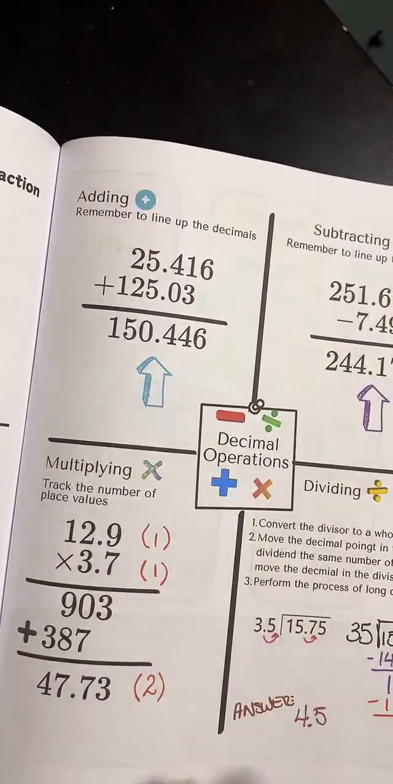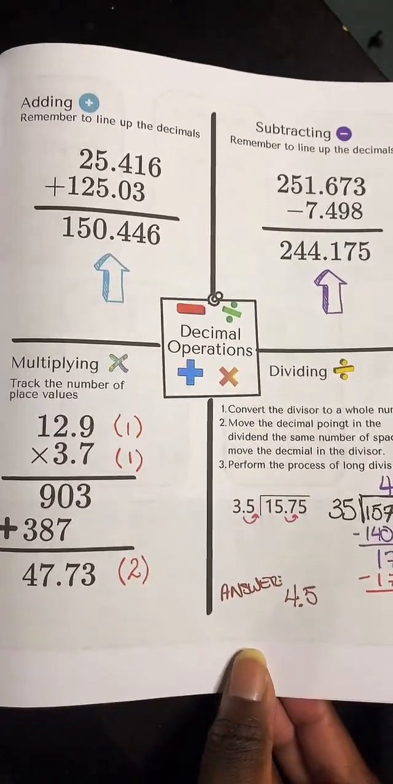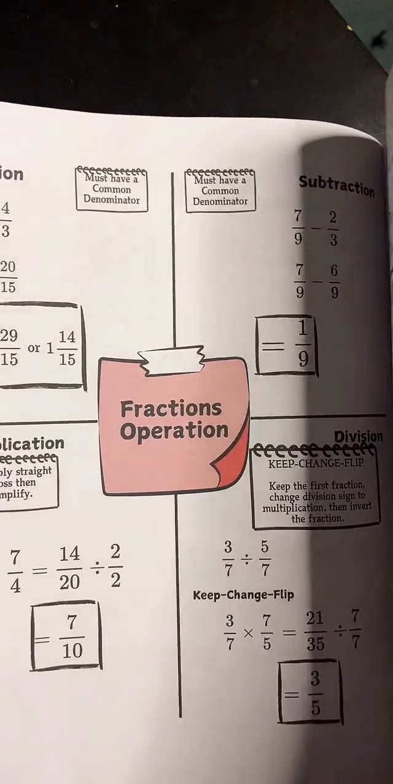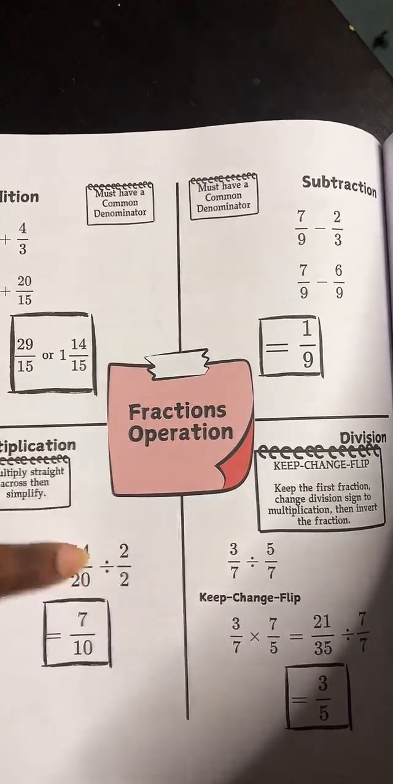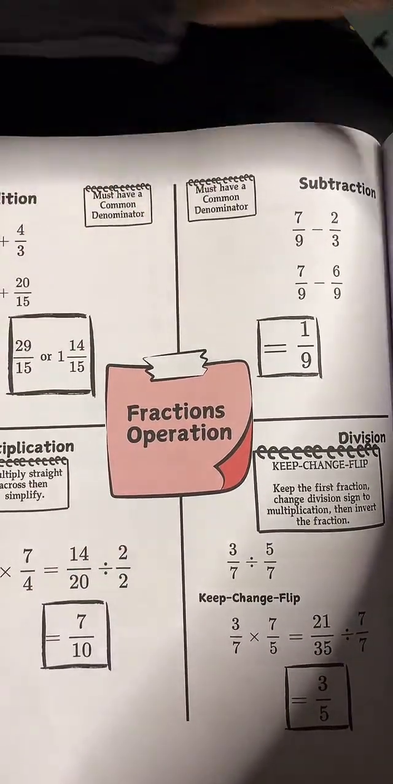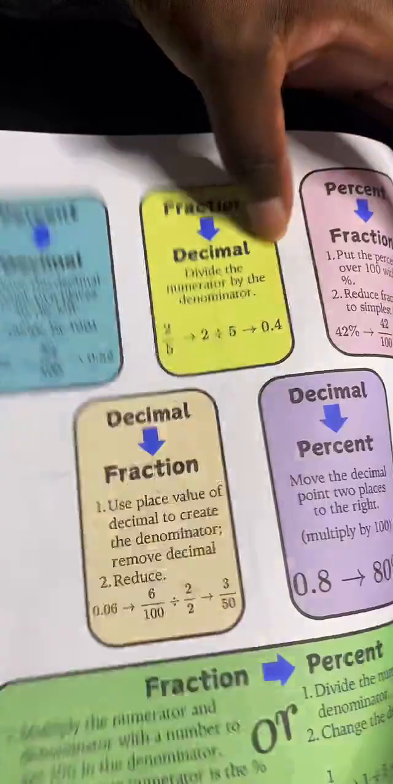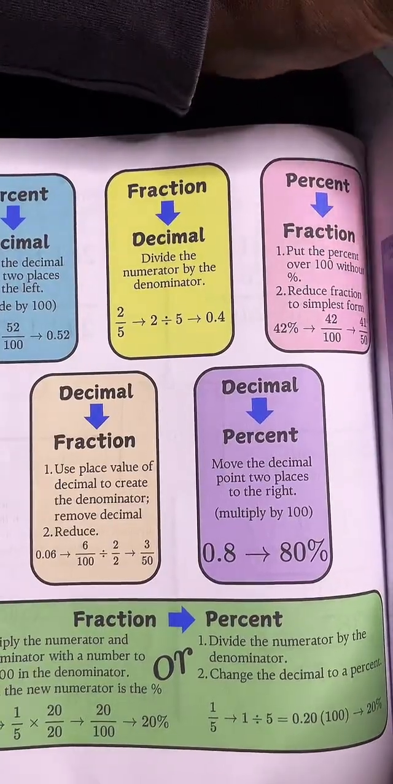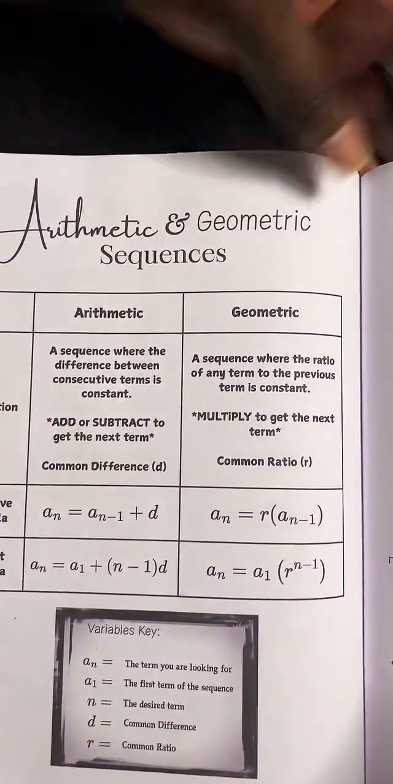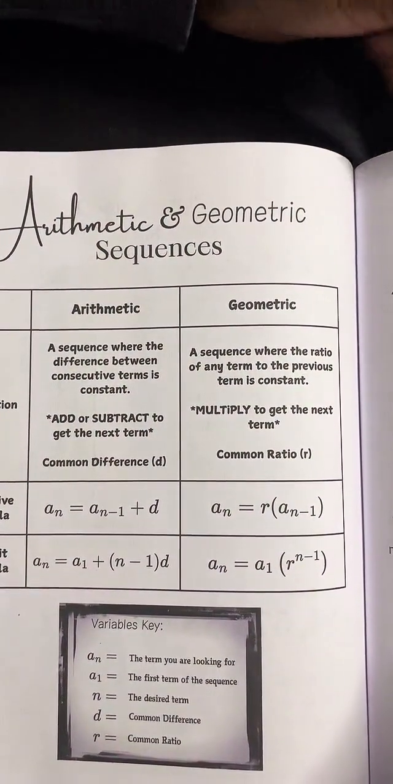So we have all these resources. Decimal operations, fraction operations. Hey, that looks familiar. We did these two today. Okay, we did these two yesterday. So in the midst of all that, we got all of the factoring. Then we have a little bit more advanced with the arithmetic and geometric sequence, just trying to keep that together.